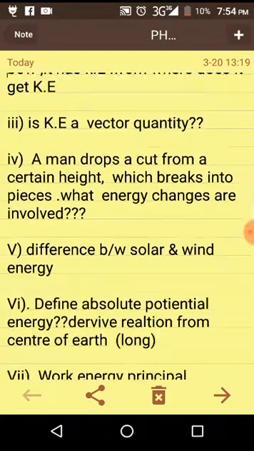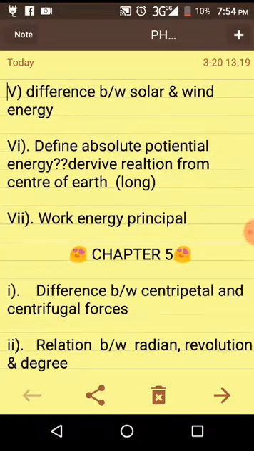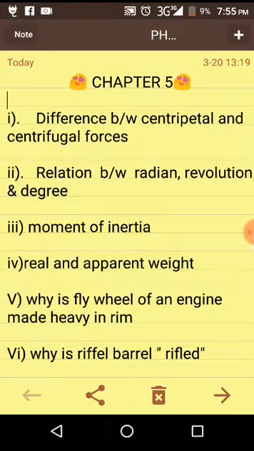Question number 5. Difference between solar and wind energy. Number 6. Define absolute potential energy. Derive relation from center of earth, which is a long question. Number 7. Work energy principle. Then there is chapter number 5. Number 1. Difference between centripetal and centrifugal force. Question number 2. Relation between radian, revolution and degree. Number 3. Moment of inertia. Number 4. Real and apparent weight.